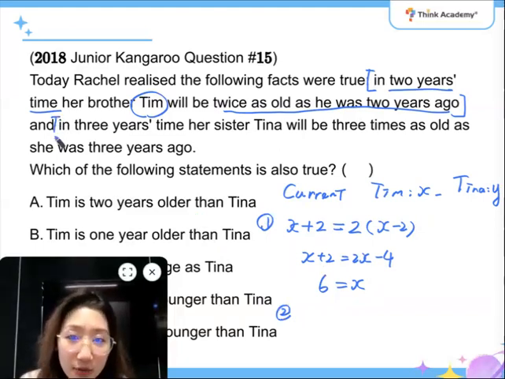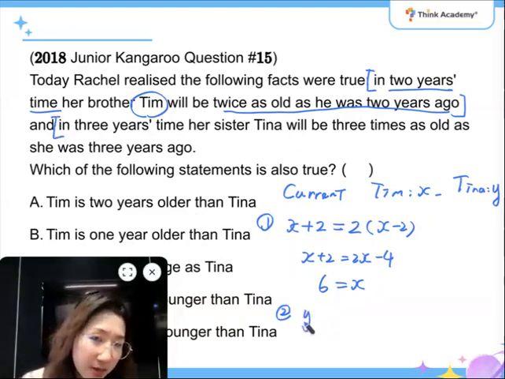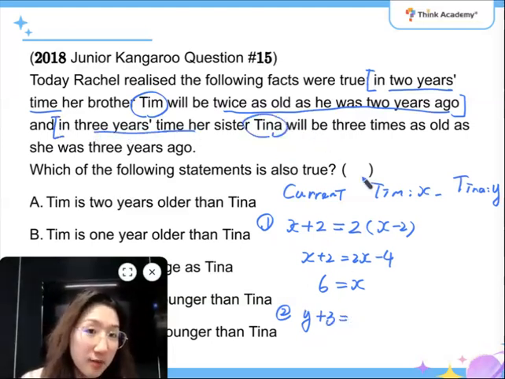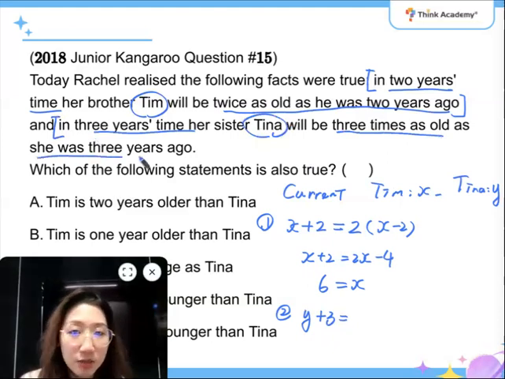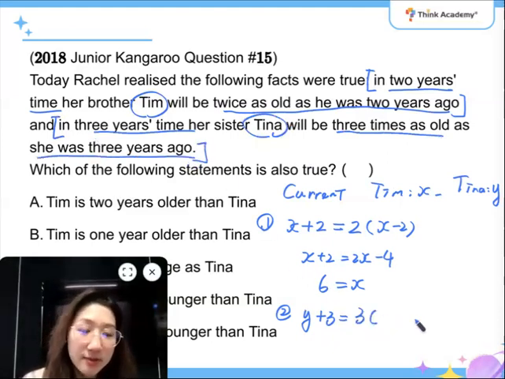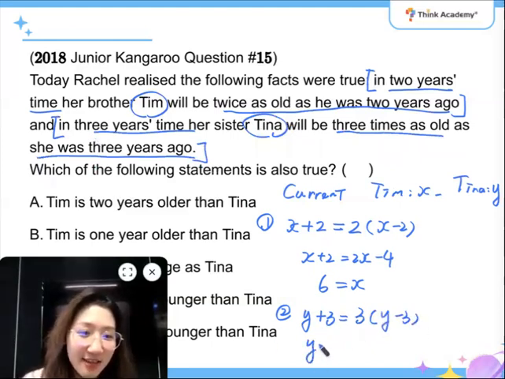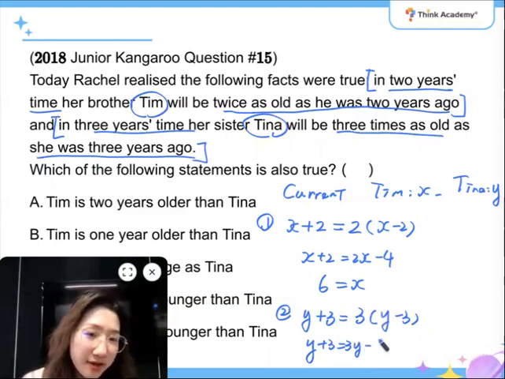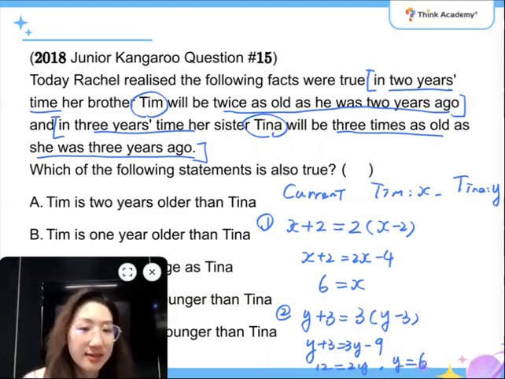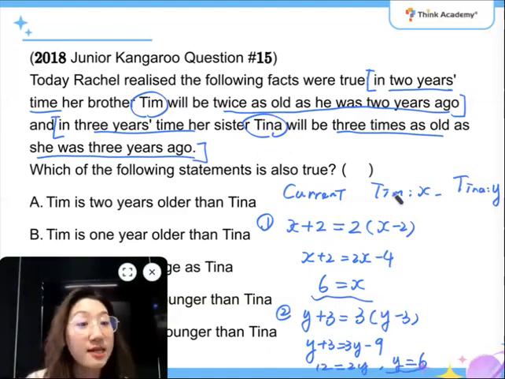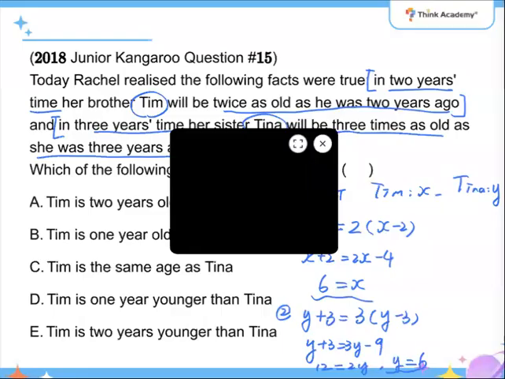So for Tina, in 3 years' time, that means Y plus 3 will be, again, the equal sign, 3 times as old as she was 3 years ago. 3 times, in brackets, 3 years ago, that would be Y minus 3. Now you just need to solve this equation. Y plus 3 is equal to 3Y minus 9. That means 2Y is 12, and that means Y is 6. So you see that X is 6, Y is 6. That means currently Tim and Tina are both 6. As they're the same age, it would not change as years go by.